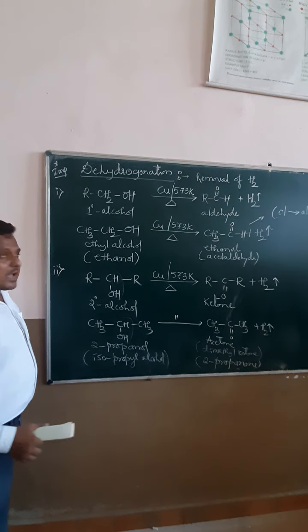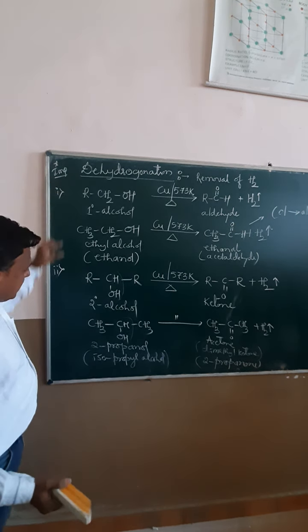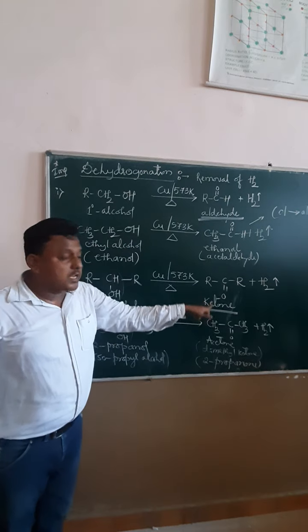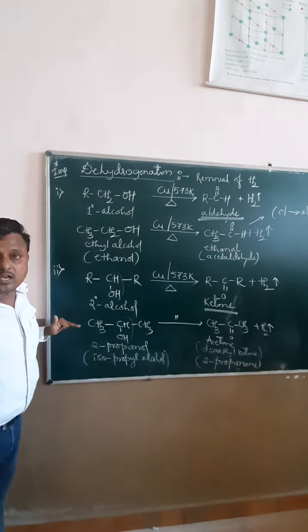Today we have primary and secondary. Primary alcohol undergoes dehydrogenation to form aldehyde. Secondary alcohol undergoes dehydrogenation to form ketone. What is today's target? How to form aldehyde and ketone from the corresponding alcohols.